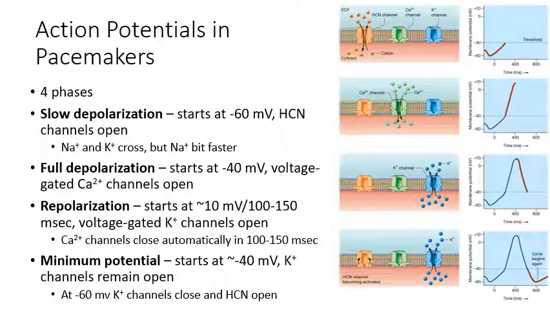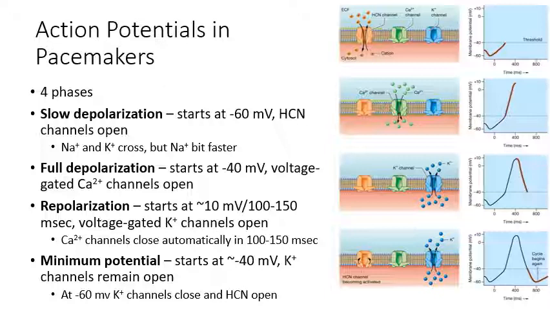Action potentials in pacemaker cells are a lot different from the action potentials that we're used to from the brain and from skeletal muscle. They have 4 phases, which are slow depolarization, full depolarization, repolarization, and minimum potential. And they involve 3 different types of ion channels.